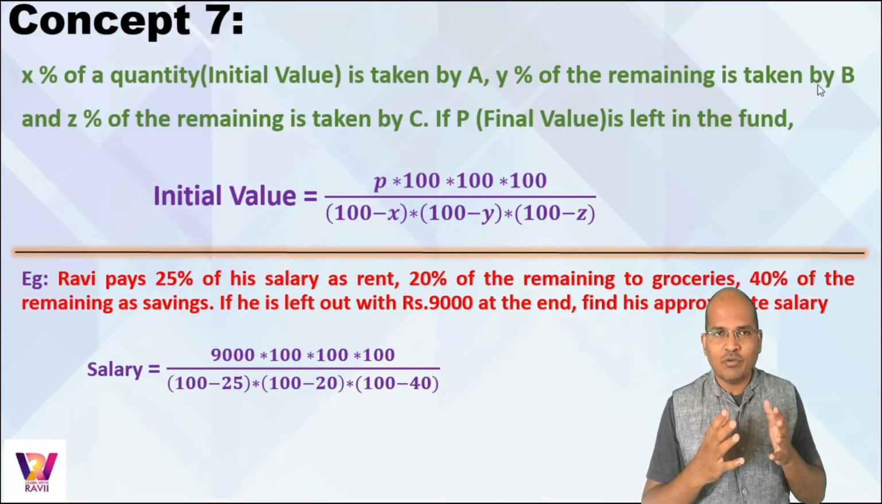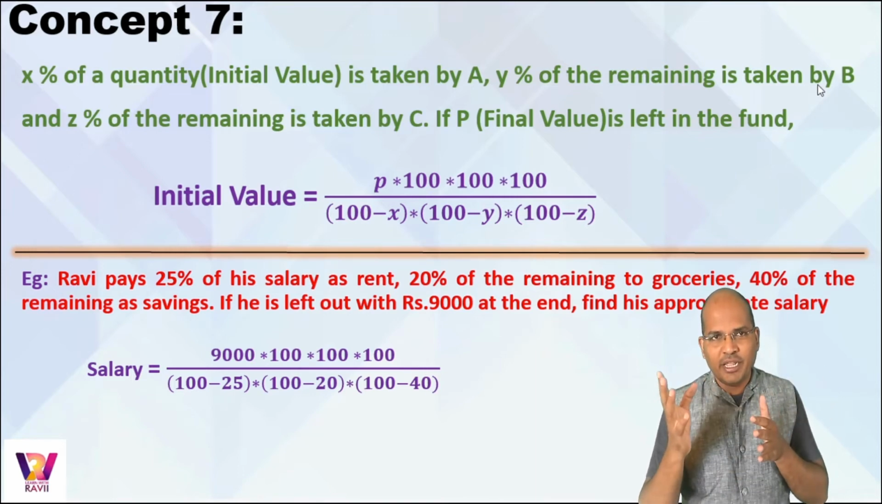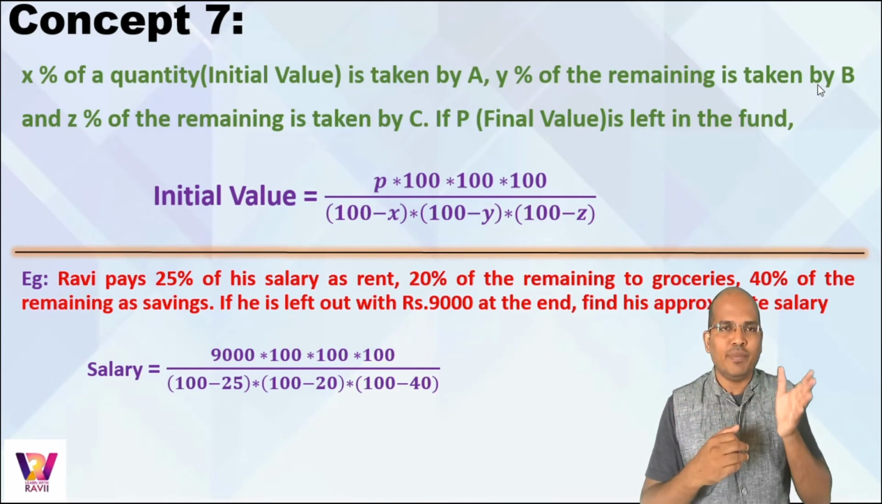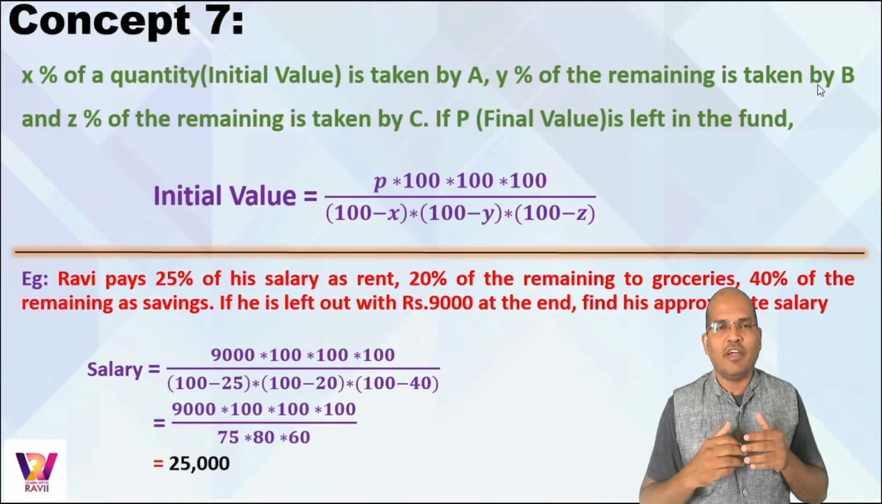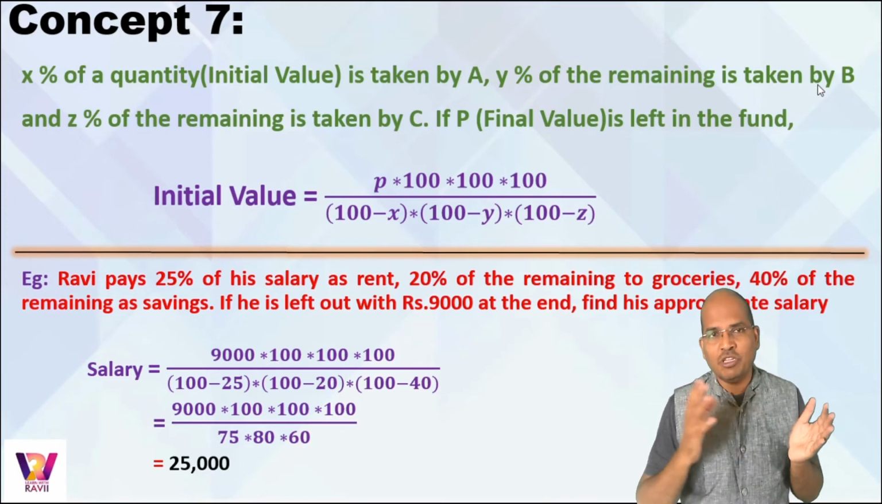So it is similar to X, Y, Z and P, right? So plug in the values of P, X, Y and Z to get the value of salary. And the value of salary is approximately 25,000 rupees. If you do it normally, it takes a lot of time. So just plug in the values to get the answers. So this is how we try to relate the initial value, the final value, and the change of percentages.